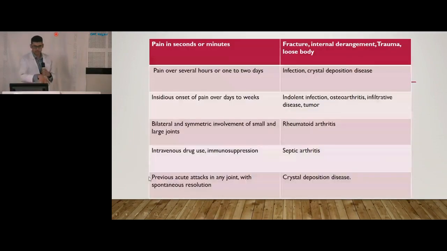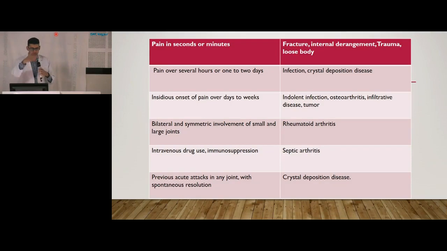So this is, I would say, the edifice of monoarthritis. Whenever the patient comes to you with the complaint of monoarthritis, it has been divided into different parts: pain in seconds would usually be traumatic; pain over several hours to days would be infection or crystal arthropathy; insidious onset would be indolent infection or an early stage of inflammatory arthritis which would progress to involve other joints. A bilateral symmetrical involvement, from here it would be a case of polyarthritis.